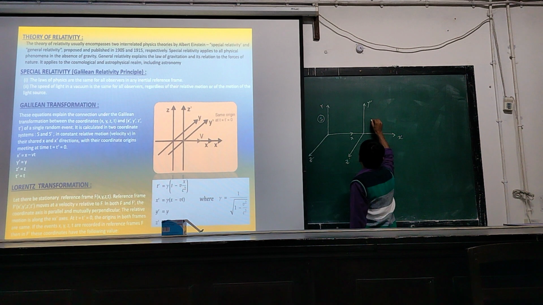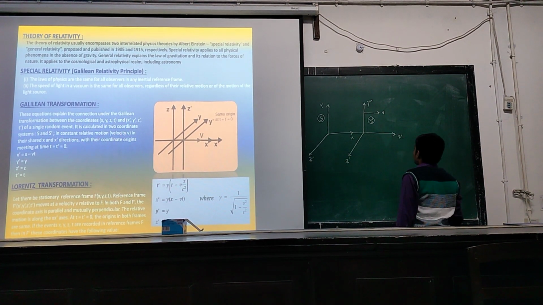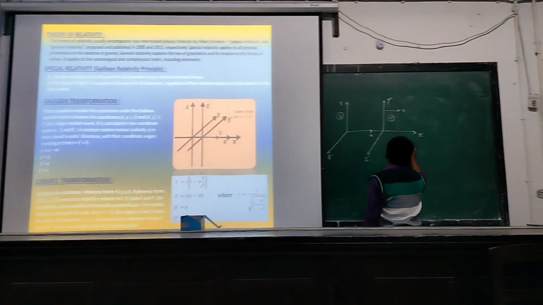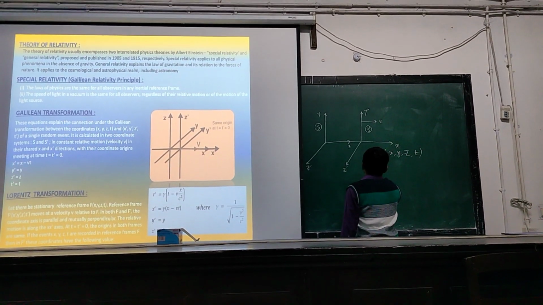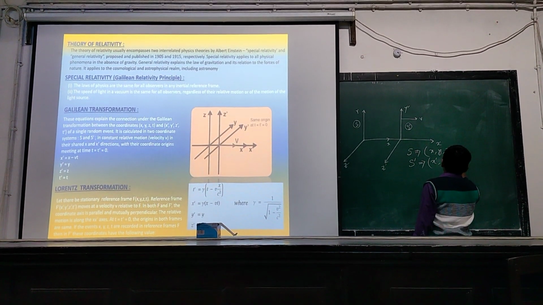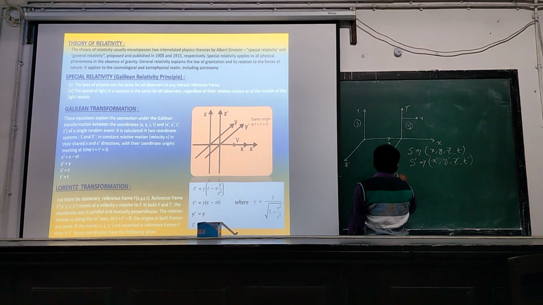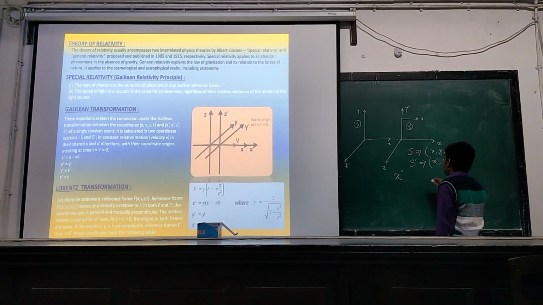This is a frame of reference, and this frame of reference is moving with a constant velocity v with respect to the S frame. So any point with respect to the S frame is x, y, z, t, and with respect to the S' frame it is x', y', z', t'. According to the Lorentz transformation, we get the equations, and we know that S' is moving with velocity v with respect to the S frame, and the y and z axes are parallel.